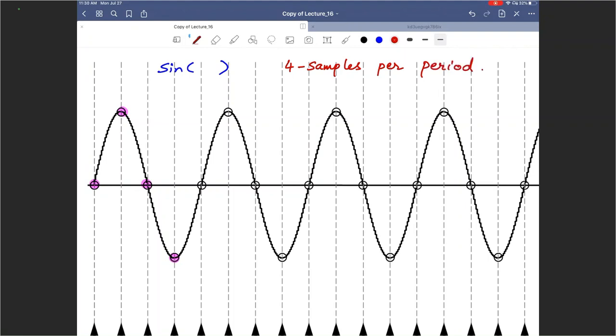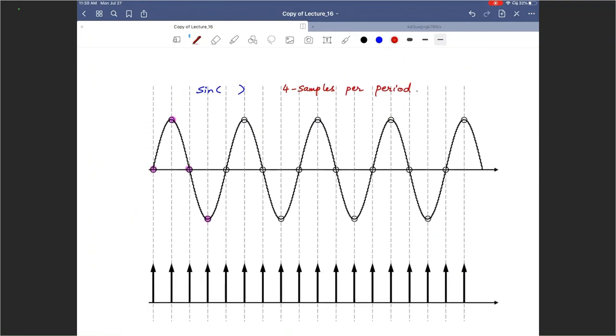So based on Nyquist rate, we should be absolutely good, right? We should be in a very good shape to do the reconstruction, because actually we are doing oversampling here. We needed 2 samples per period. We are at 4 samples per period. So we are oversampling by a factor of 2 here, which is more than what is required. So we should be able to reconstruct.